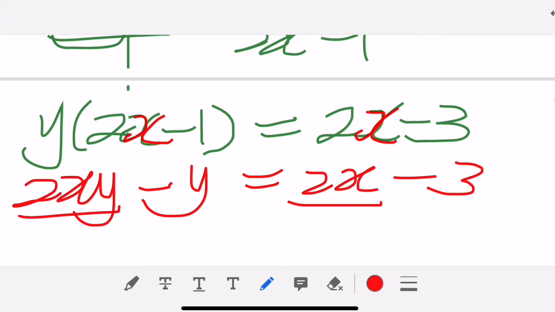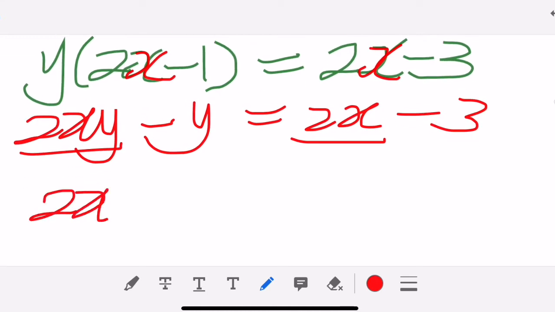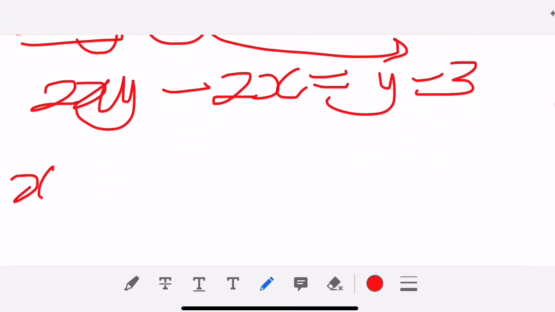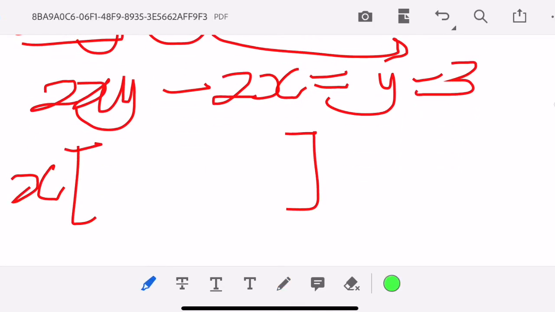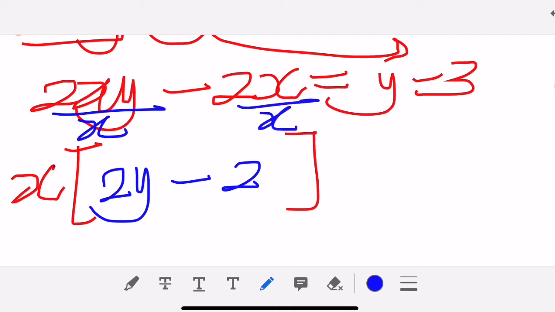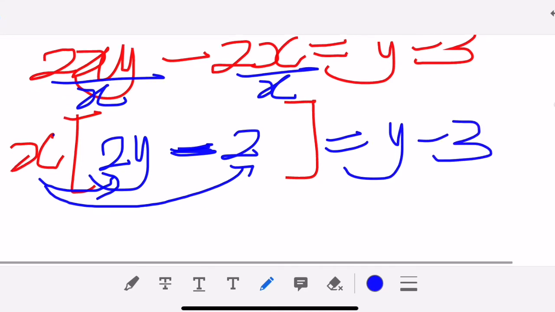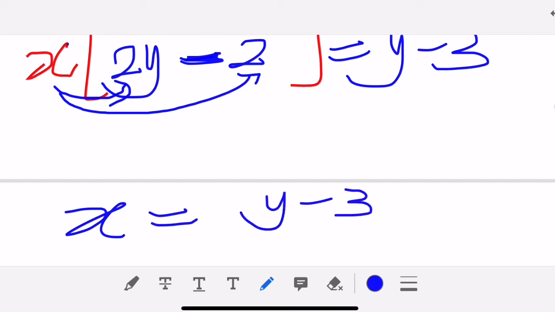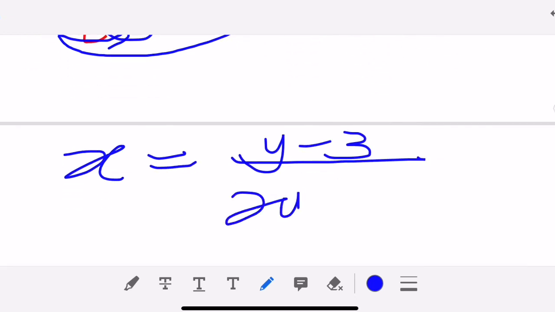Now, you see the x is at two places, so you have to accumulate, bring them together. This y brought over gives y minus 3. So our intention is to get the x out of the function here. So the balance is 2y minus 2. How do you get this? You factorize the x here, so if you multiply back, you get 2xy and minus 2x, right? So it is equal to y minus 3. So finally, we write x is equal to y minus 3 over 2y minus 2.